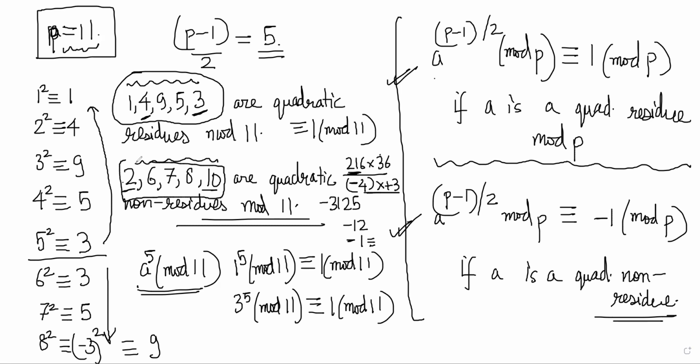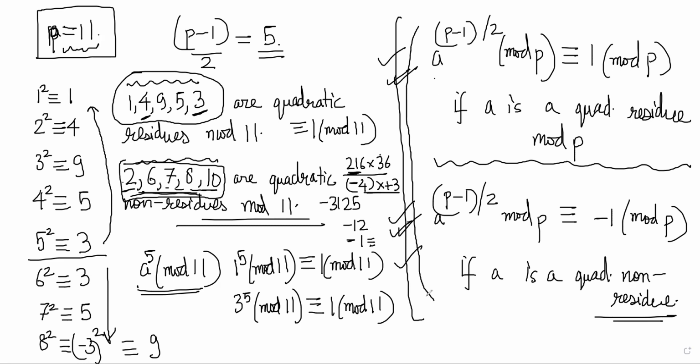I'm just doing a rough calculation, and I'm getting that all of these numbers in this set, which is the set of quadratic non-residues, will give -1 mod 11, right? So it seems that the criteria is coming true here. This result is working.